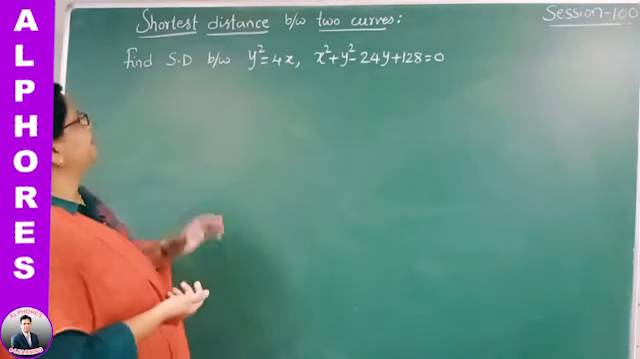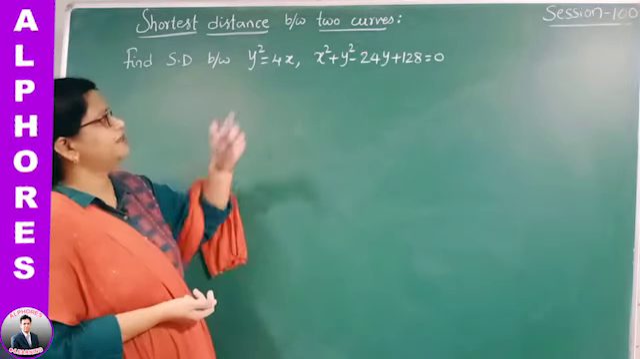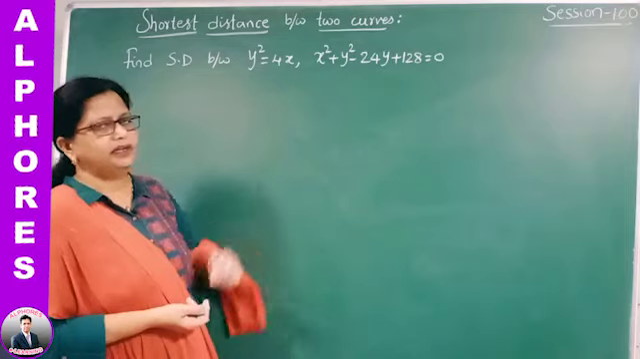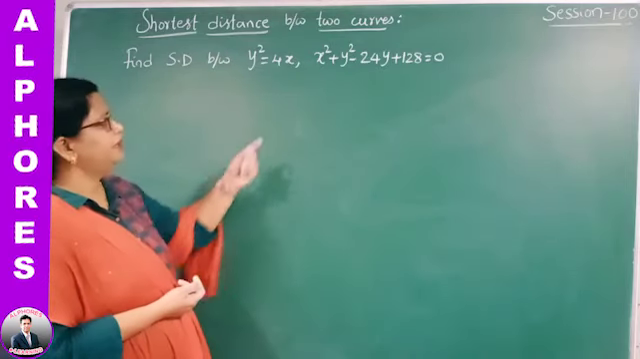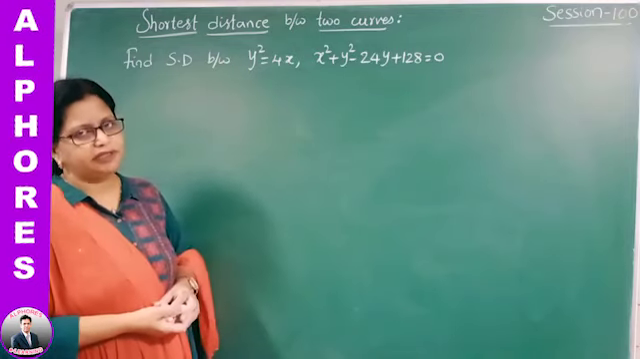Now observe here students, this one is: find the shortest distance between the curves y square is 4x and the other equation given. All of you familiar with this equation? What is this equation? It's nothing but a circle equation, right?